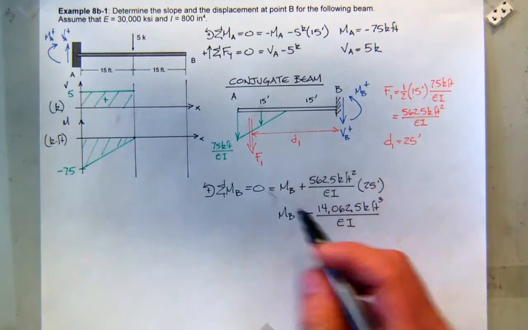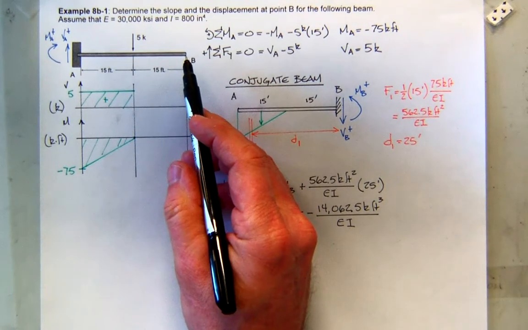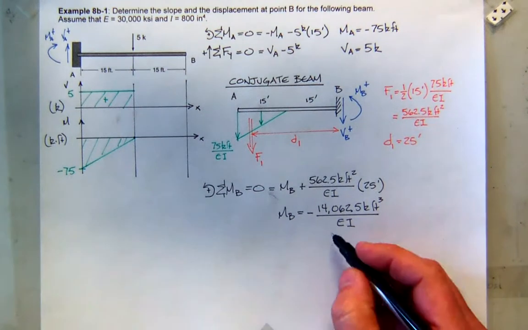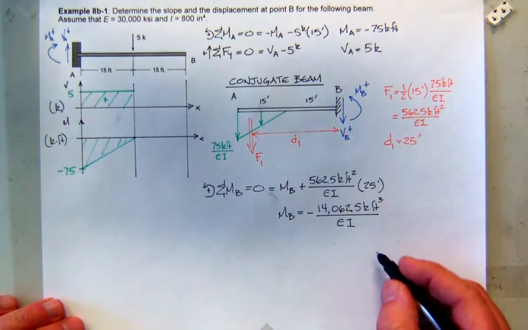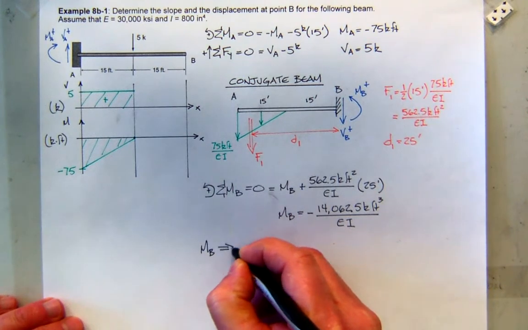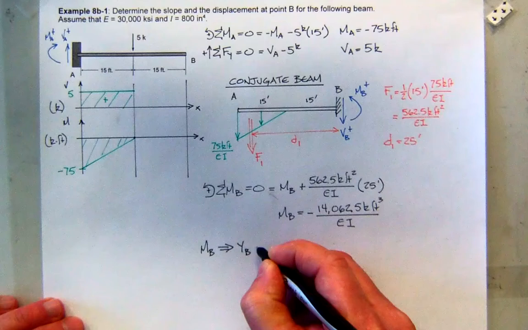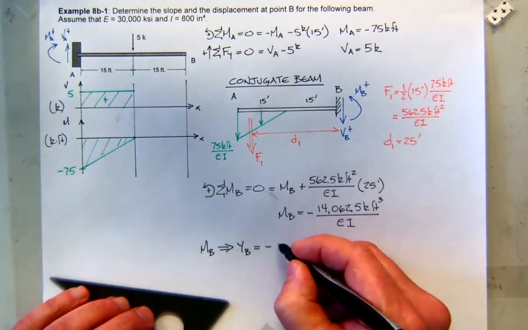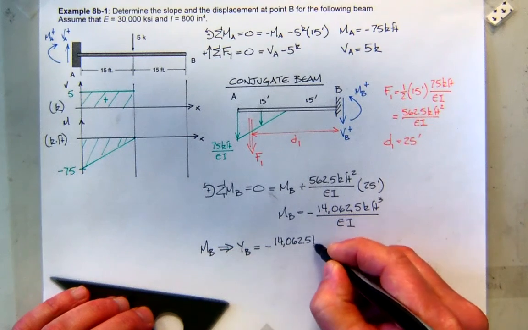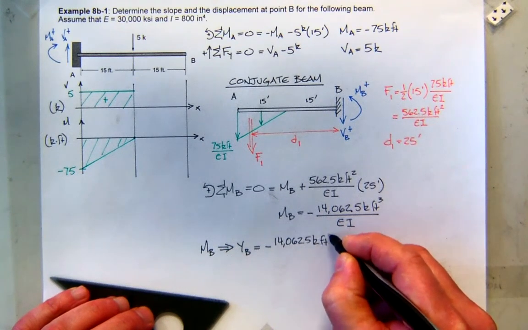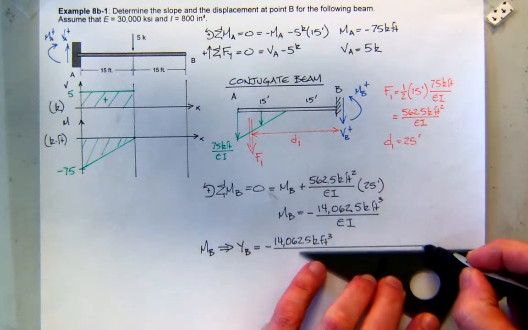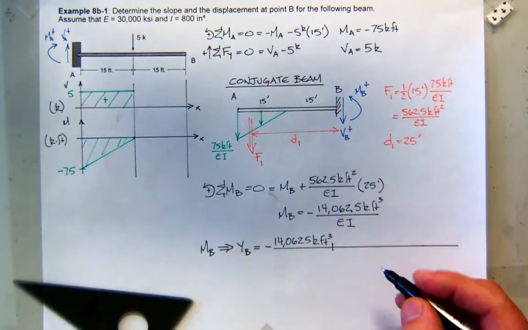It came out negative. Would you expect the displacement at B to be negative, which is down? Yeah, seems reasonable. In fact, because we have values for E and I, we can actually compute. So the moment at B really maps into the displacement at B, which would be negative 14,062.5, and that's kip feet cubed. And I'm going to do some calculations here. So I'm going to divide by E.